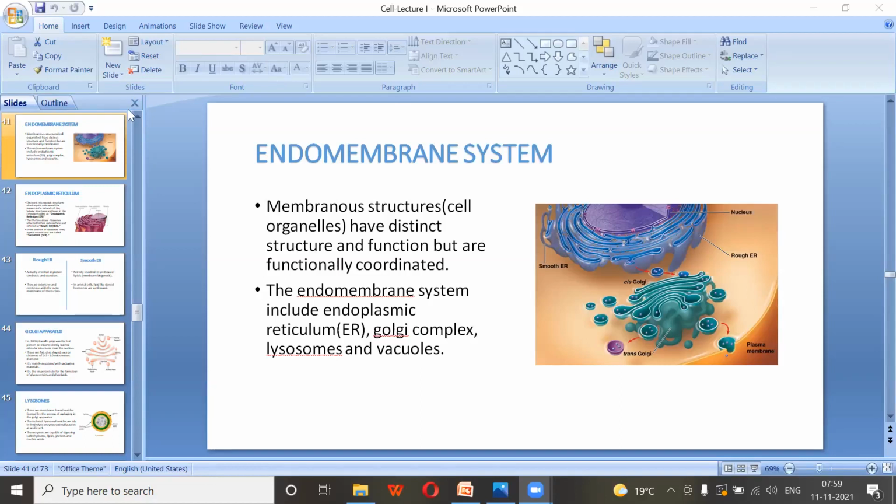So last class I gave an introduction to the endomembrane system and we stopped there. Before proceeding with the current topic, let us have a quick revision of what we have taught in previous classes, because it was a large gap of more than 1 month. So I feel it's better to have a quick revision.